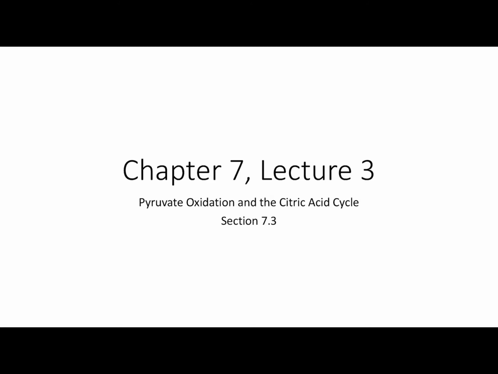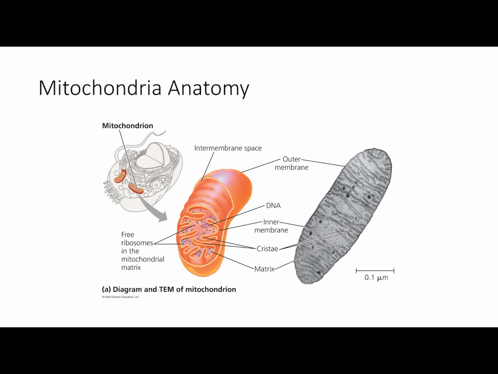Moving on in Chapter 7 for Lecture 3, we're going to be discussing pyruvate oxidation and the citric acid cycle. These two processes come immediately after glycolysis in eukaryotic cells, and both of them take place within the mitochondria. But before we get into the details of those two processes, we need to review a couple things about the mitochondria. So you can go back into Chapter 4 and read the specifics about the mitochondria, but I'm just going to point out a few things about the mitochondria anatomy, how this organelle is organized and laid out.